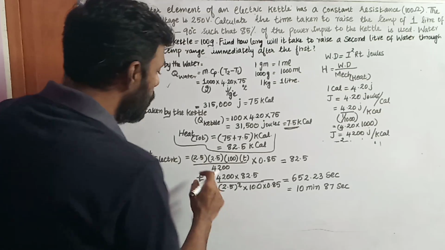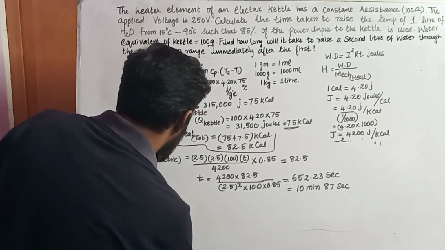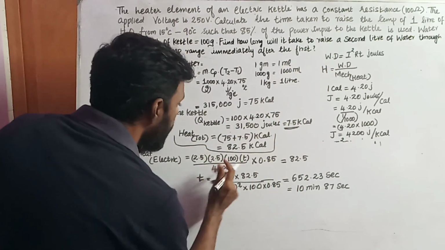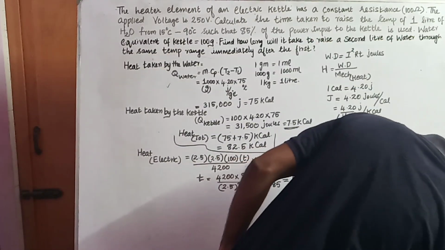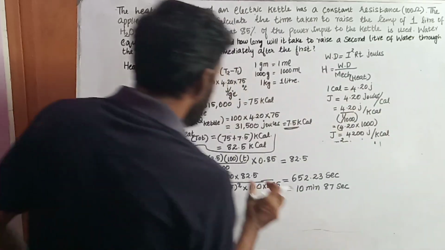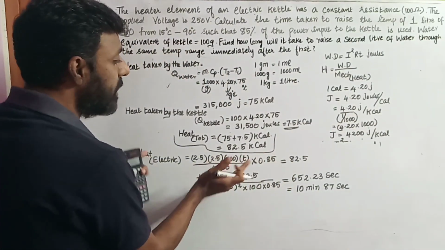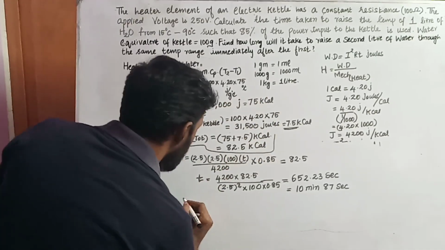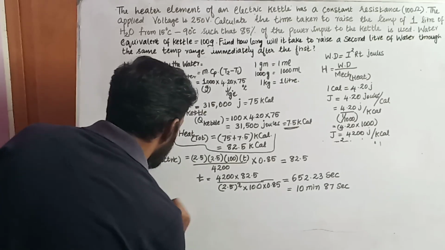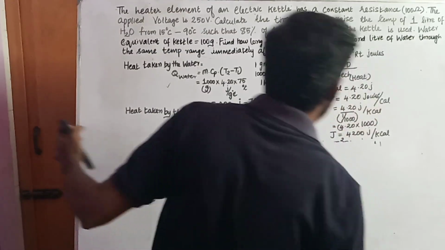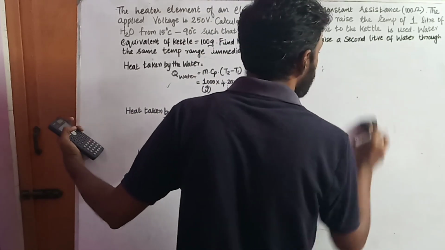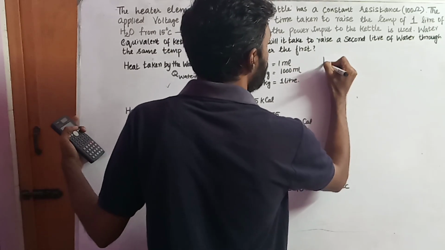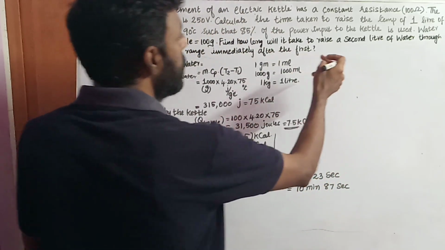So for the second consignment, find how long will it take. For that you need to take this heat electric and compare it with this 75 kilocalories. So that is the second part. The second part is heat electric. Find how long will it take to raise a second liter of water.